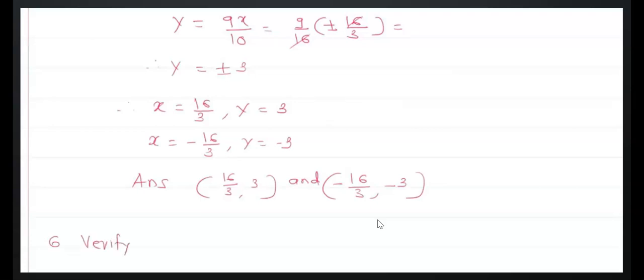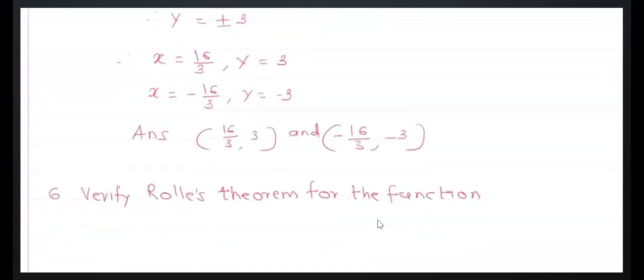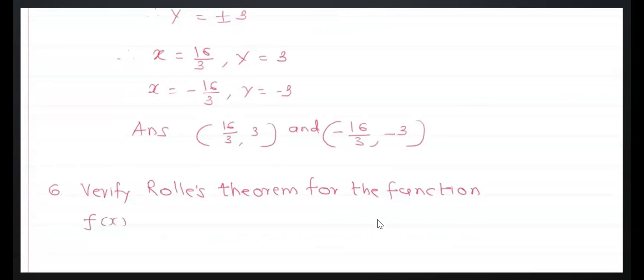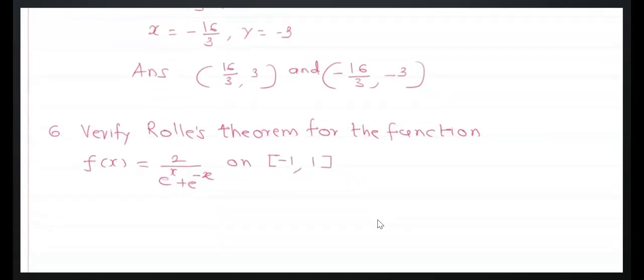Question number 6. Verify Rolle's theorem for the function f of x is equal to 2 upon e raised to x plus e raised to minus x on the closed interval minus 1 to 1.